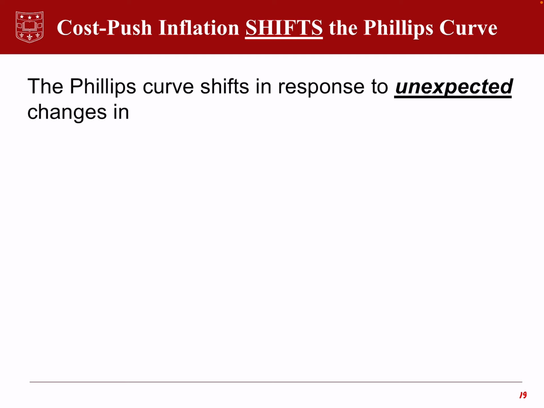So, in particular, cost push inflation is going to shift the Phillips curve, and the factors that will cause the Phillips curve to shift will be unexpected changes in one or several at the same time of three things. So the Phillips curve is going to shift in response to these changes. These changes are what's known again as supply shocks. They're so named because they are affecting the ability of the firm to supply goods and services at the same price as they were before the shock.